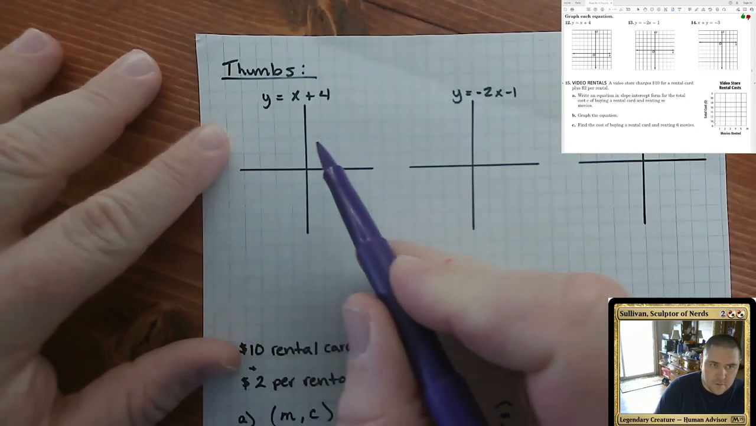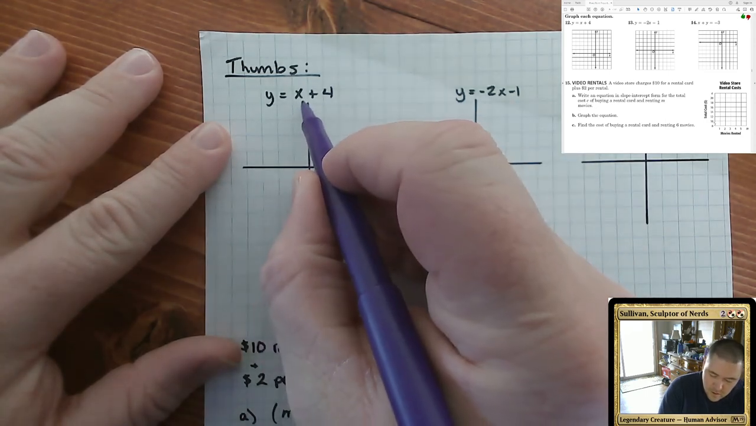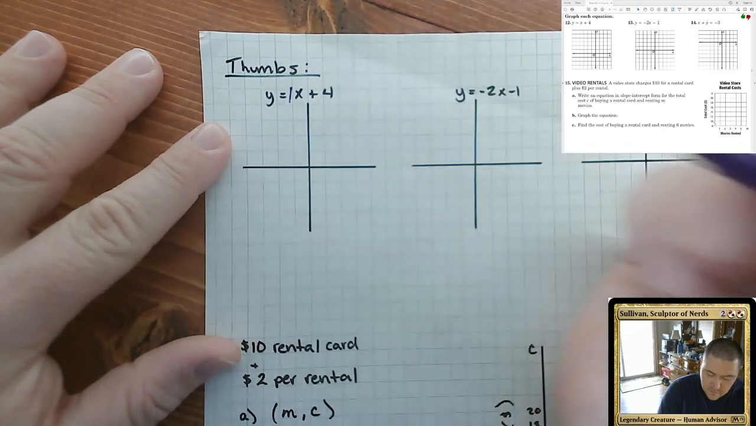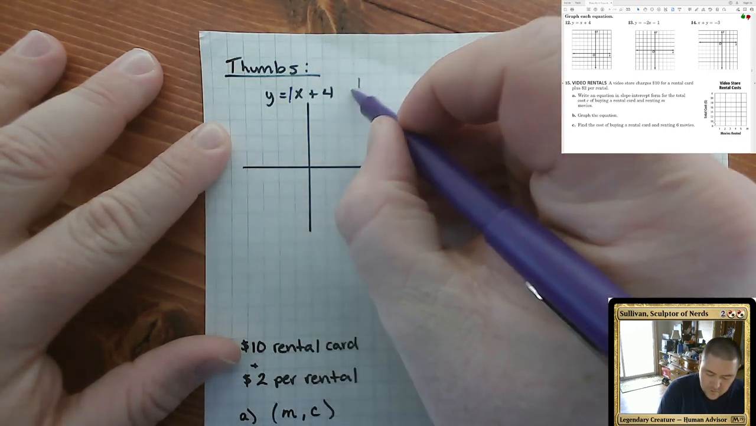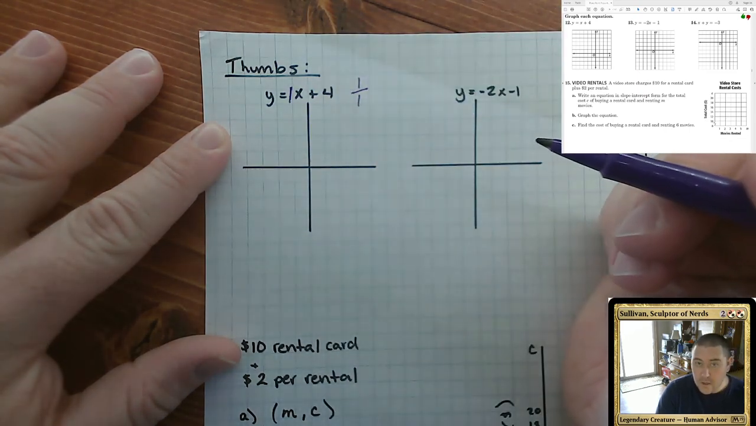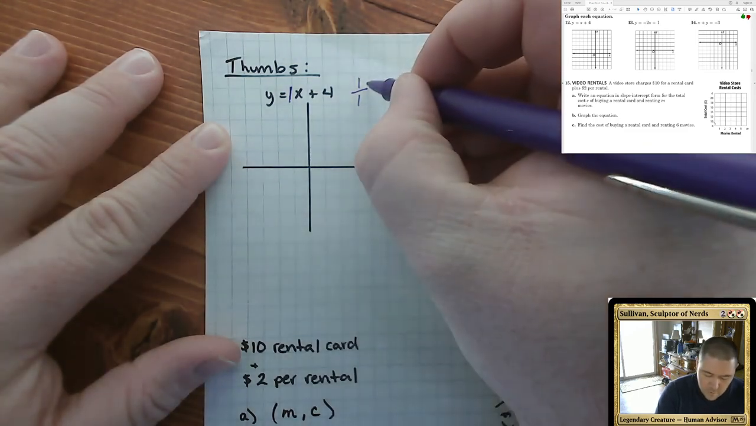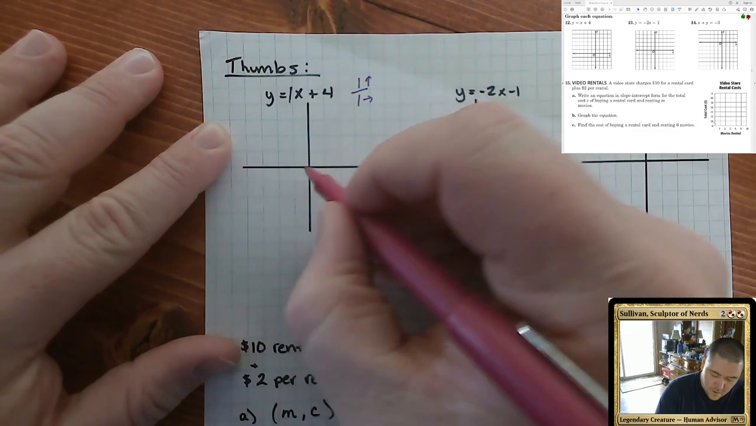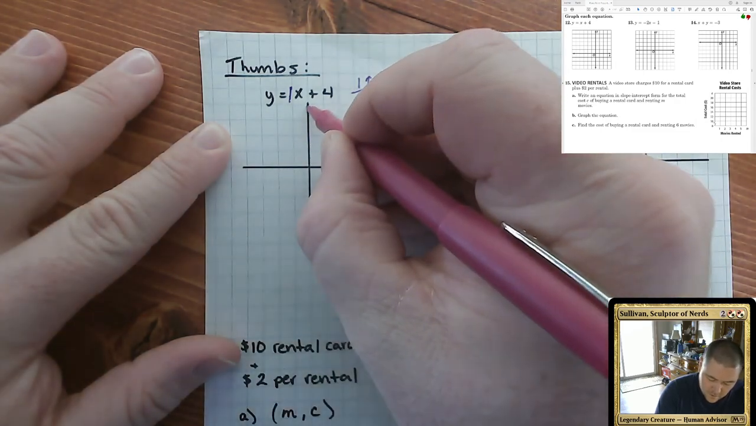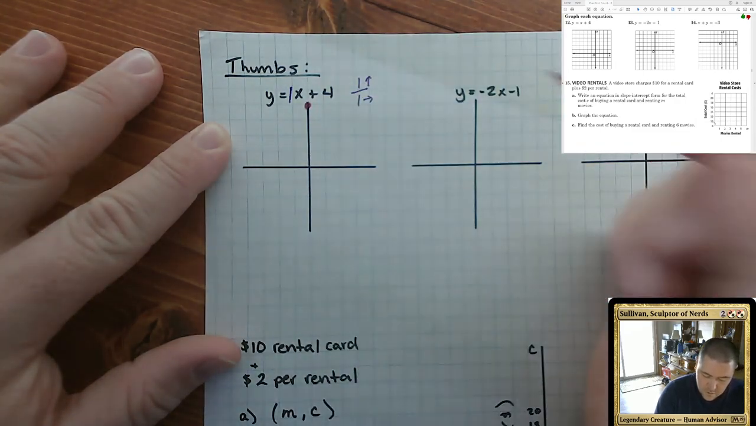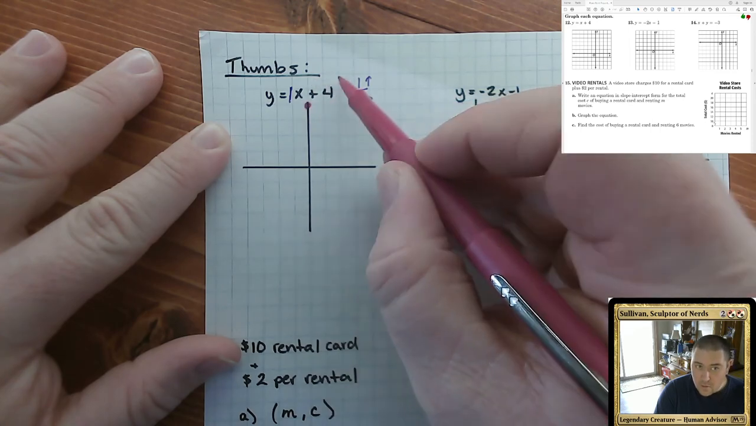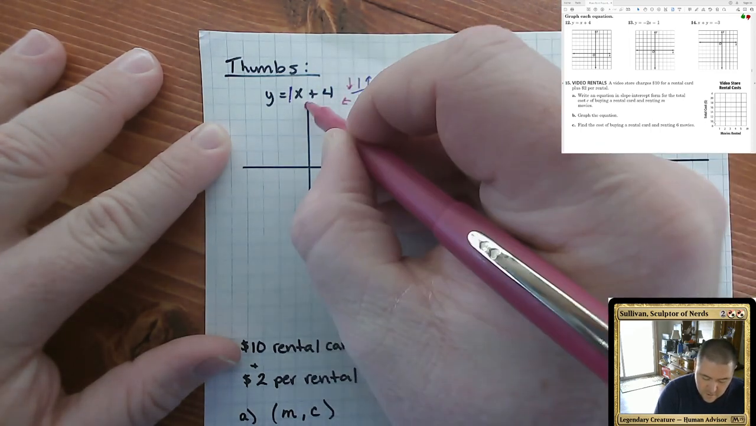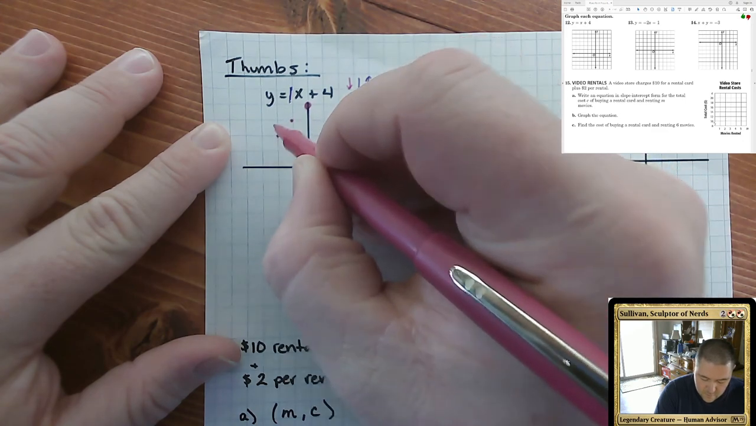Round one. There, let's move over. There's no number in front of x. So I know there's a little invisible 1. And if there's a 1, I write it as a fraction as 1 over 1, which is up 1, right 1. So I'll start at 1, 2, 3, 4. And if I can't go up 1 and right 1 because I ran out of room, I can always reverse it and say down one, left one.